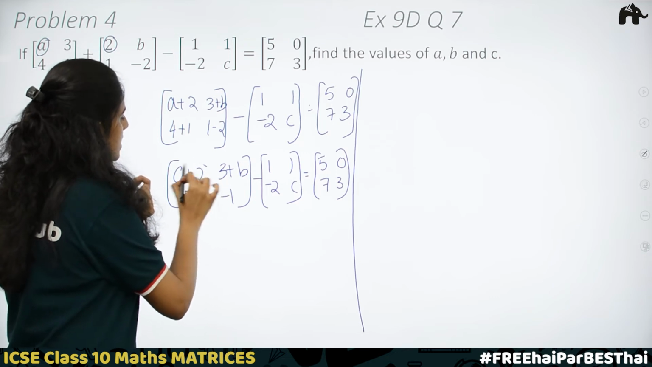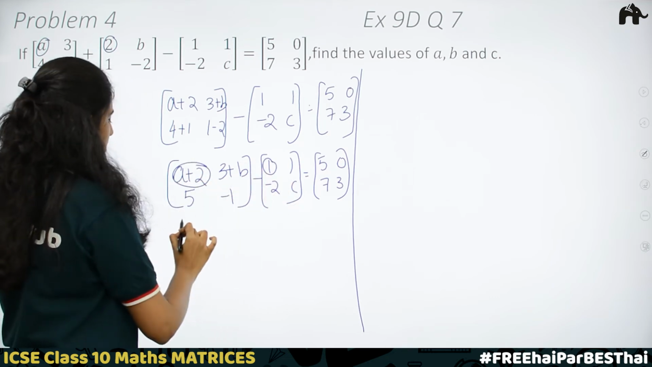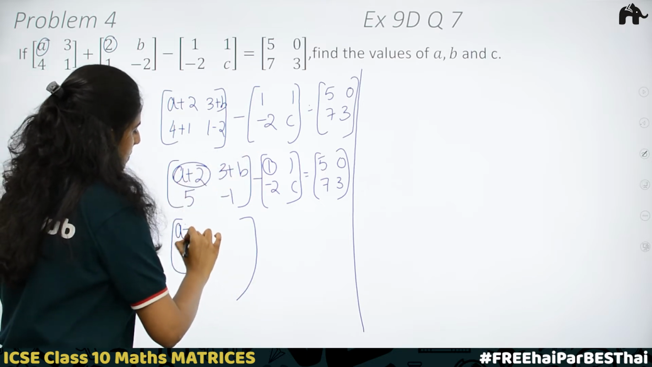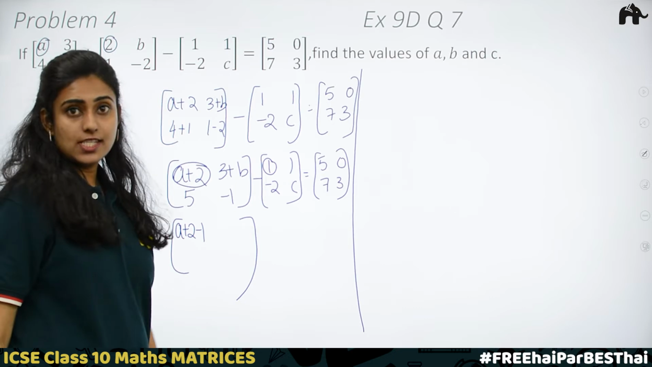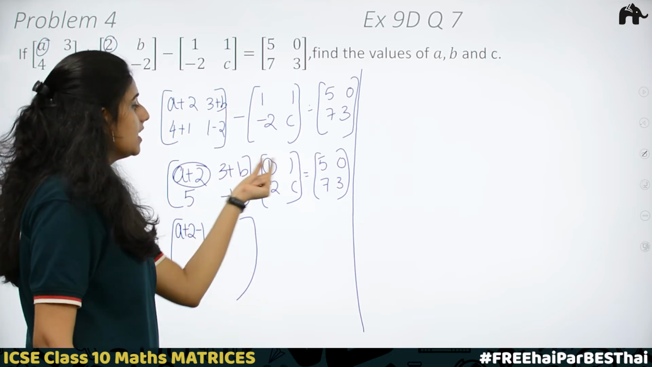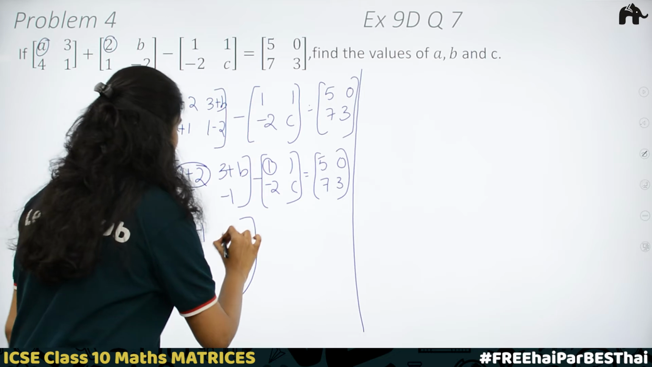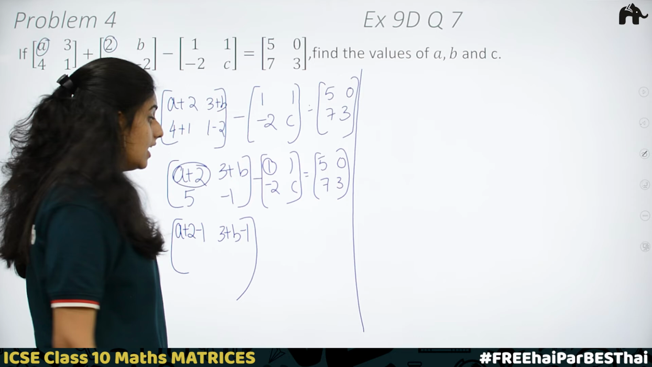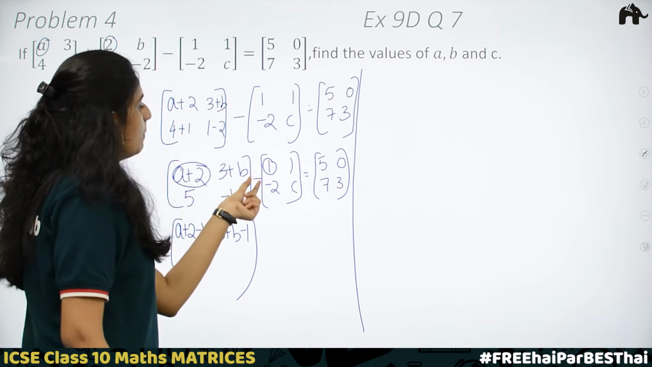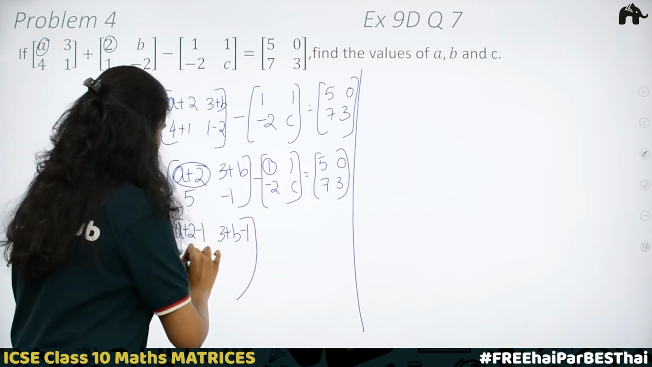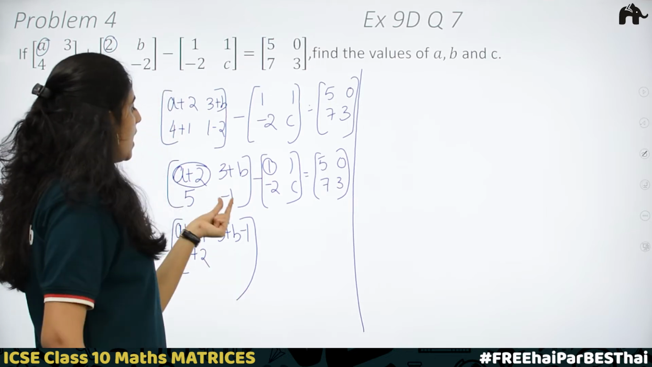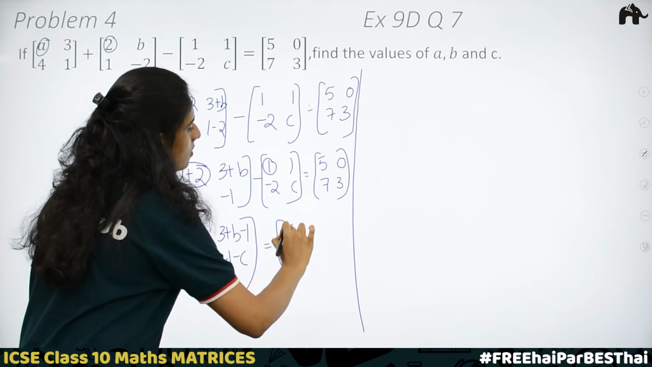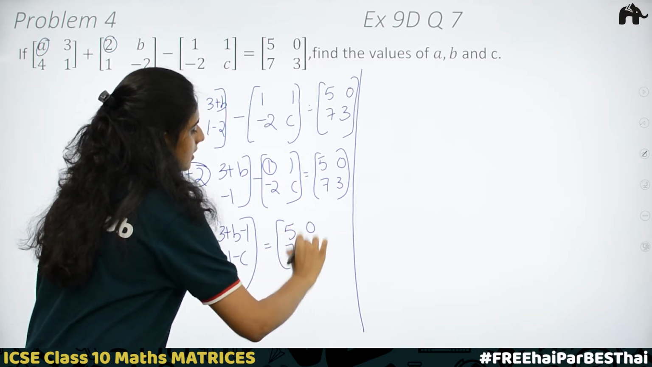First elements, here it is A plus 2 and here we have 1. That is A plus 2 minus 1. Now the second element, here we have 3 plus B, here we have 1. 3 plus B minus 1. Third element, here we have 5 minus 2, 5 plus 2. Minus 1 minus C. That is equal to 5 0 7 3.